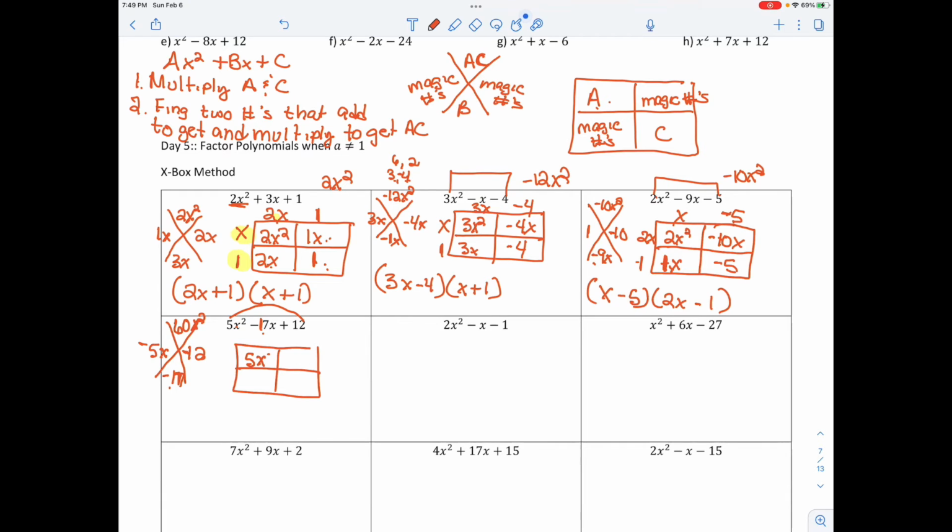We're going to put A here. We're going to put C here. And then we're going to write our magic numbers. Negative 5x and negative 12x. All righty. So what's the GCF between 5x squared and negative 12? Just 5. The GCF between negative 5x and 12 would be negative 5, because the negative is the first one.